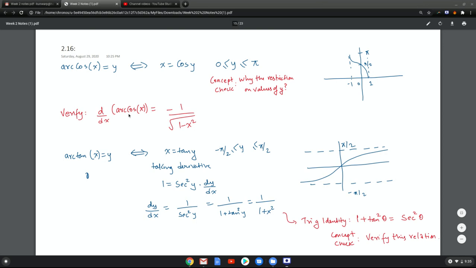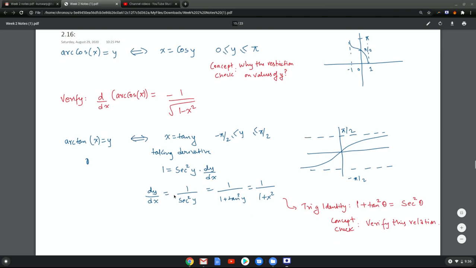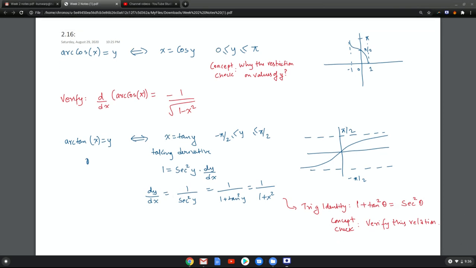Now verify that the derivative of arc cosine x is -1 over the square root of 1 minus x squared. That's something you can do. And then I'm going to derive the formula for the derivative of arctan. By letting arctan x be y, our x is tan y, for y between -pi/2 and pi/2. Taking derivatives, I get 1 equals secant squared y times dy over dx, or dy over dx is 1 over secant squared y. You can use the trig identity 1 plus tan squared theta is secant squared theta, to get 1 over 1 plus tan squared y, which is 1 over 1 plus x squared.